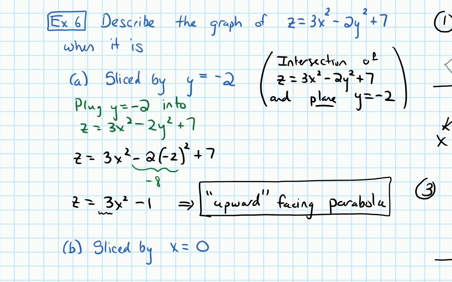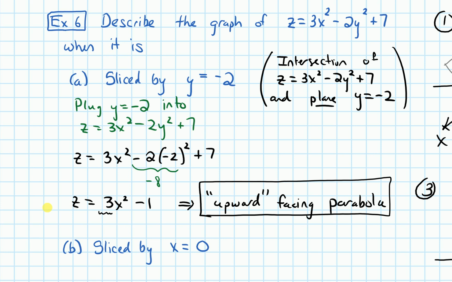I'm just putting the quotes around the word upward because when we're in 3 dimensions, depending on what direction something like a parabola is in, it can be a little bit less clear what direction is the upward direction. By upward in my case, I mean the positive direction, so trending in the positive z direction.